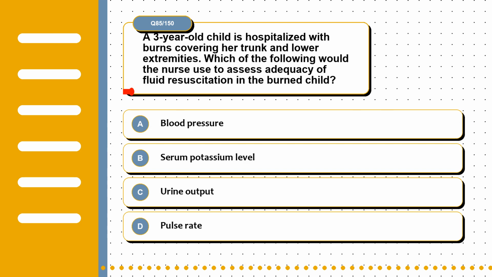Question 85. A 3-year-old child is hospitalized with burns covering her trunk and lower extremities. Which of the following would the nurse use to assess adequacy of fluid resuscitation in the burnt child? Here are the options. Option A, blood pressure. Option B, serum potassium level. Option C, urine output. Option D, pulse rate.